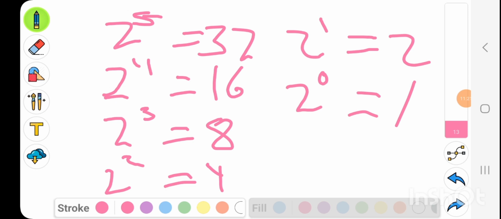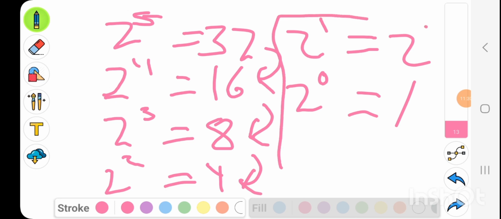Can you find the relationship between these consecutive numbers? Just find it. If you can't, pause the video. So, what is happening here? It's dividing by 2 all the time.